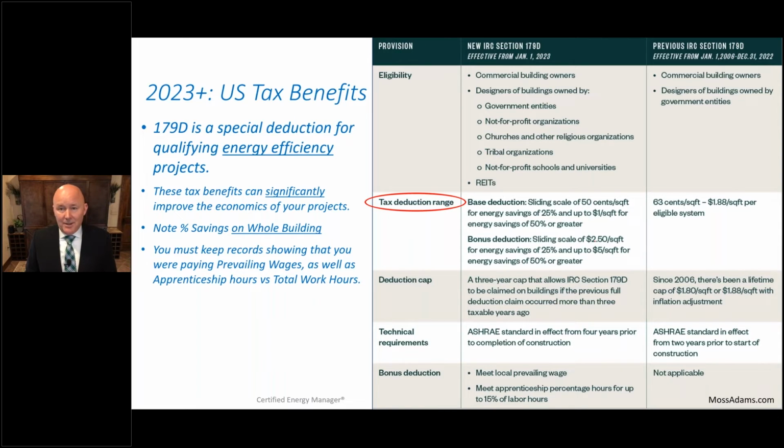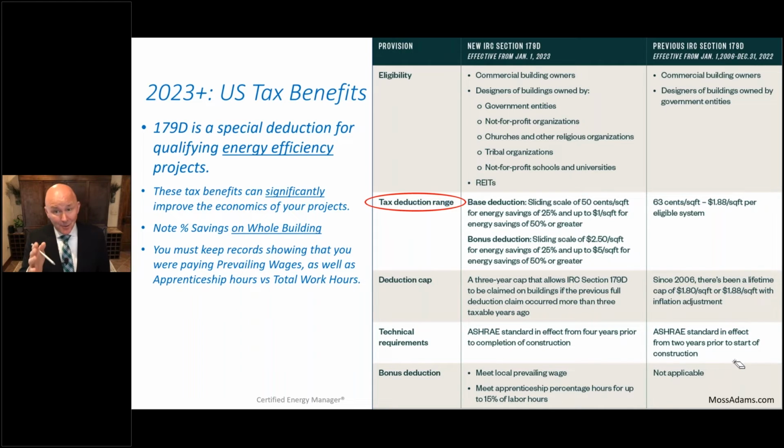You can get these graphics off of legal websites, the IRS, et cetera, and I just pulled them and have referenced where I've gotten these. But this just kind of spells it out. How do you get that 50%? How do you get $5 a square foot? It's a sliding scale. And the minimum is 25% savings from your projects on the whole building. So it's not just about lights anymore. You have to make some pretty good savings.